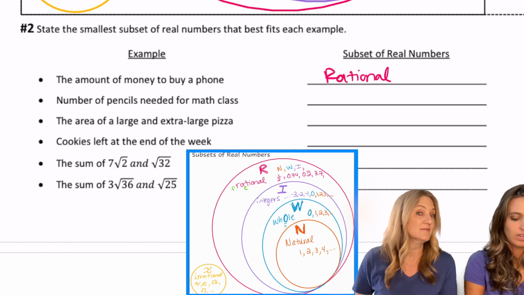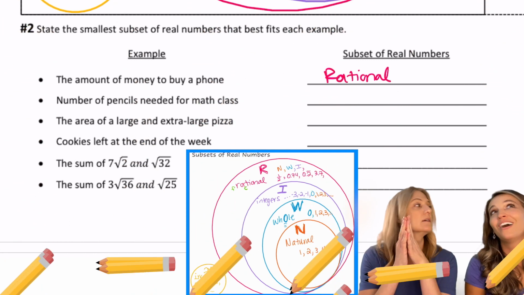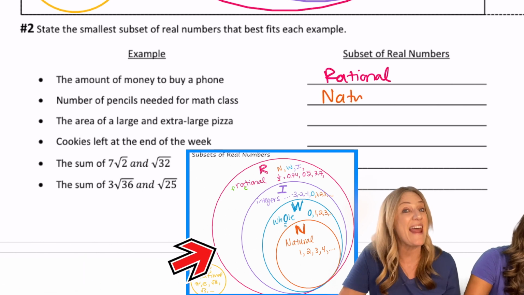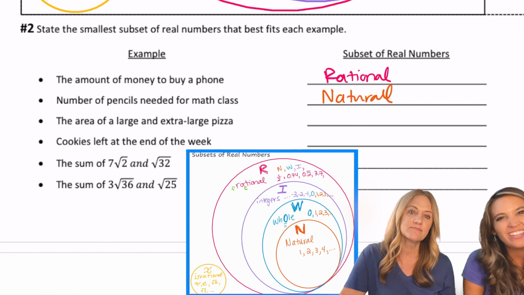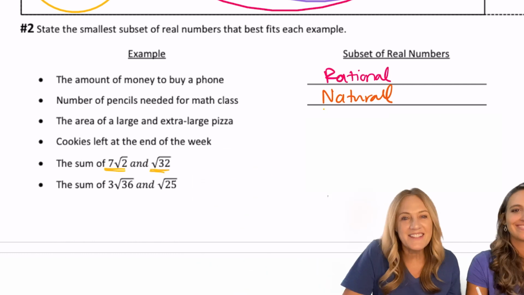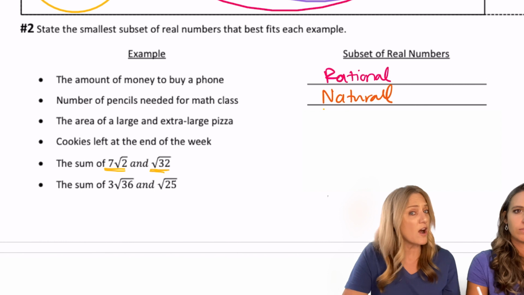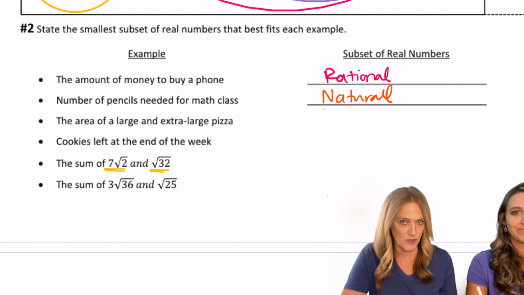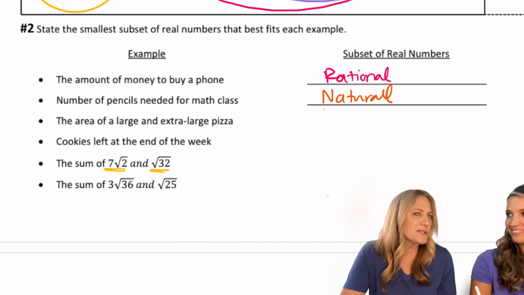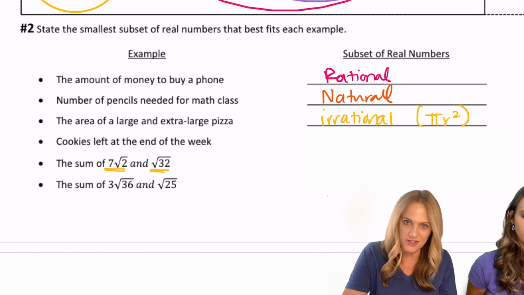Next example. Number of pencils needed for the math class. I say infinity. We're gonna need a lot of pencils. You'll at least need some. Yes, so natural. Take a moment to try the next 4. Let's see how you did. Area of a large versus extra large pizza. It's always important to check that price per square inch. She really does. Well, pizza, area of a circle, pi r squared. Pi is irrational, so it is irrational.